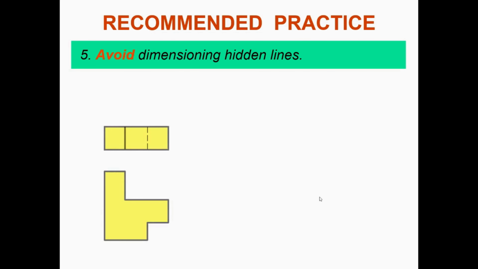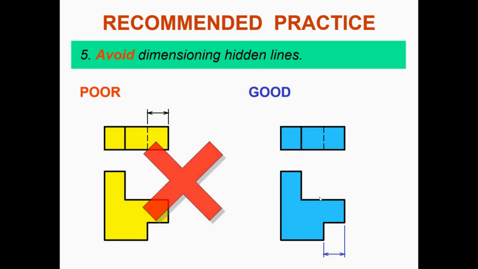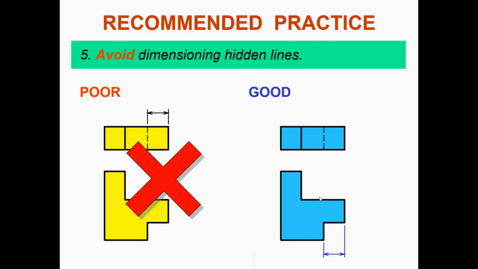Avoid dimensioning hidden lines. So in case you have hidden lines in your drawing, do well to avoid dimensioning them. It's a very poor presentation. Again, the left hand side shows this is the hidden line and you have a dimension here, and it's very, very wrong.